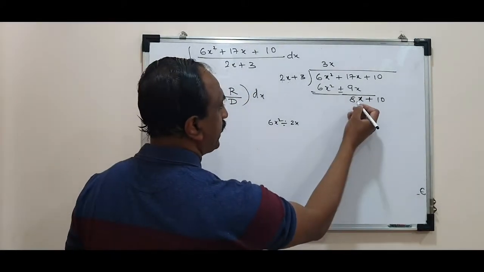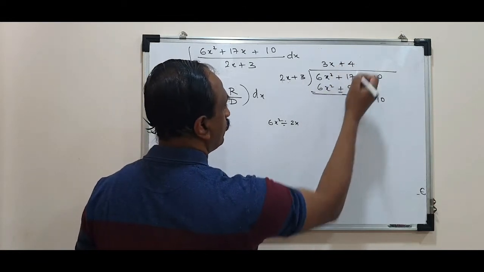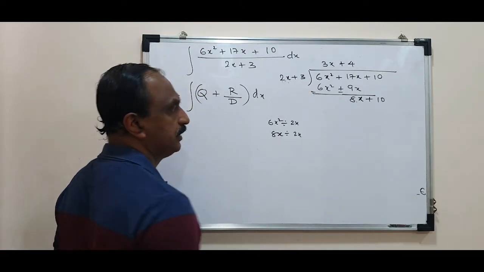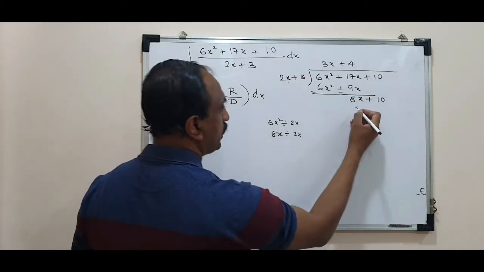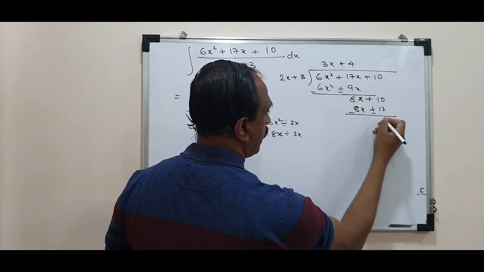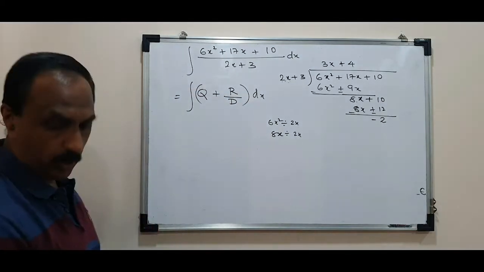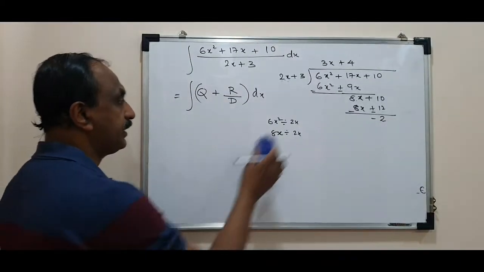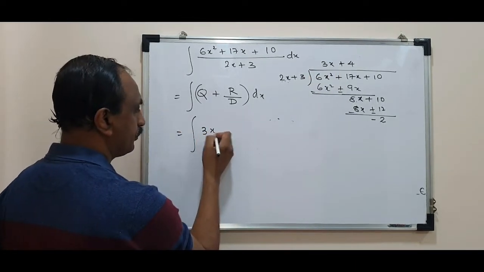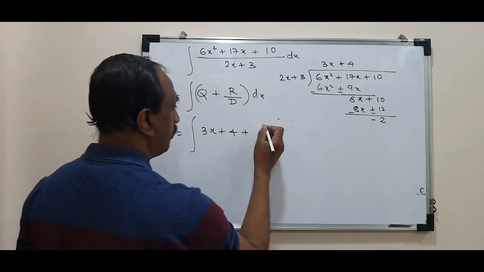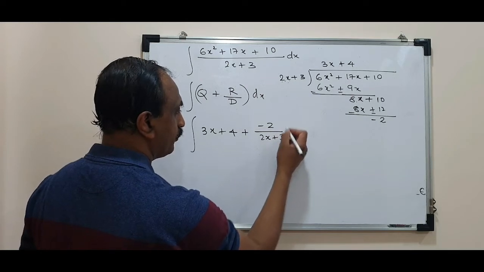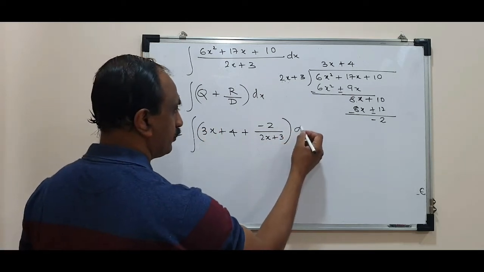Then 8x divided by 2x will give you 4. Always the highest divided by the highest. So 4 into 2x, 8x. 4 into 3, 12. So the remainder became minus 2. So now I can write this as quotient. What is quotient here? 3x plus 4. Plus remainder minus 2, upon divisor 2x plus 3, into dx.